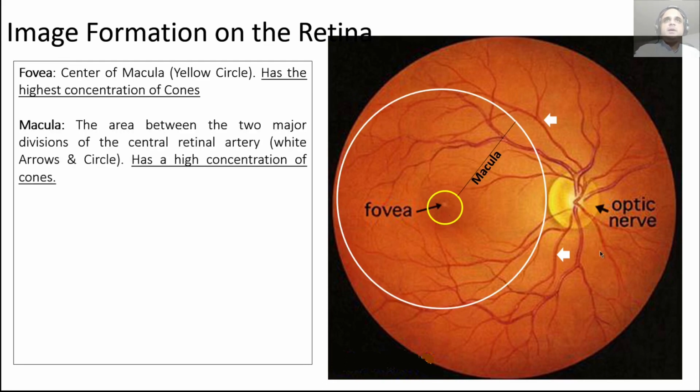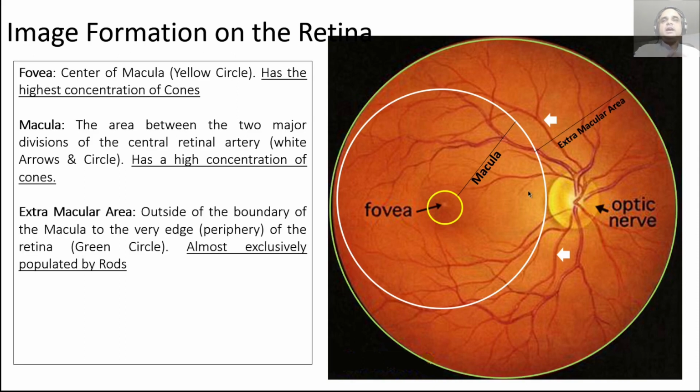The area around the fovea is called the macula, and the macula is the part of the retina that is between the two major divisions of the central retinal artery, which is shown by these white arrows. The macula has the next highest density of the cone photoreceptors, not as high as the fovea, but the next highest density. The area outside the macula is called the extramacular area, and this is beyond the boundary of the macula to the boundary of the retina, and this is almost exclusively populated by rods.